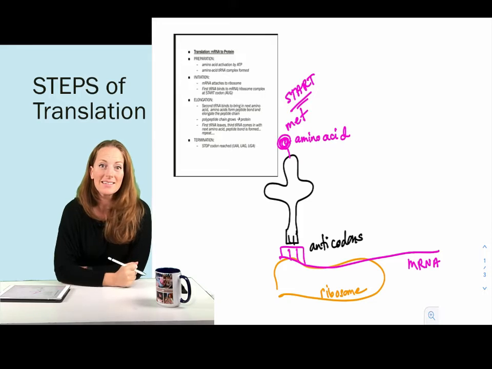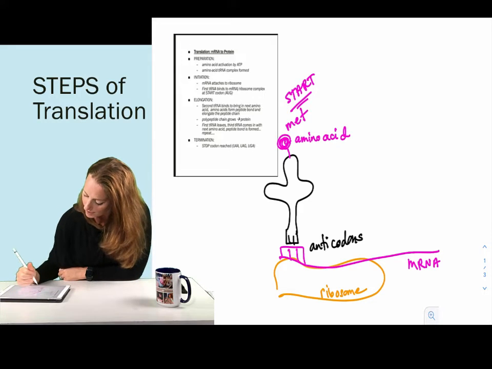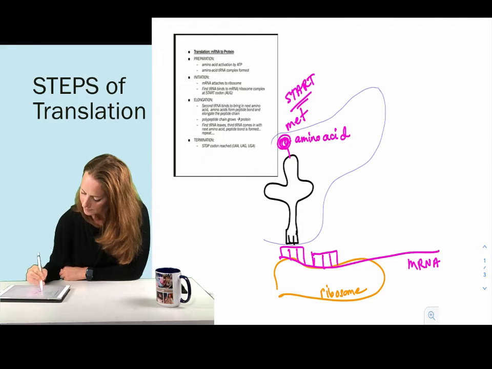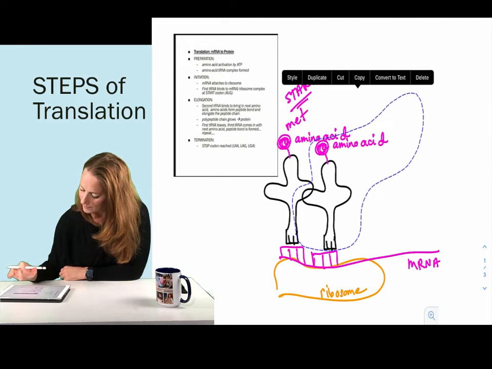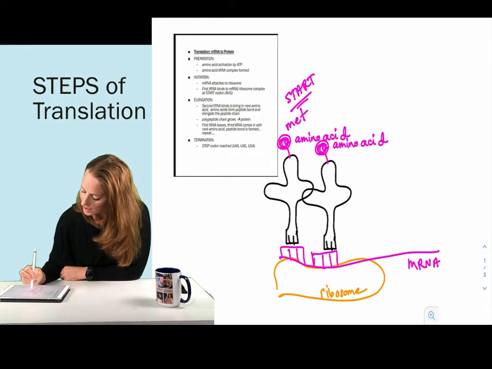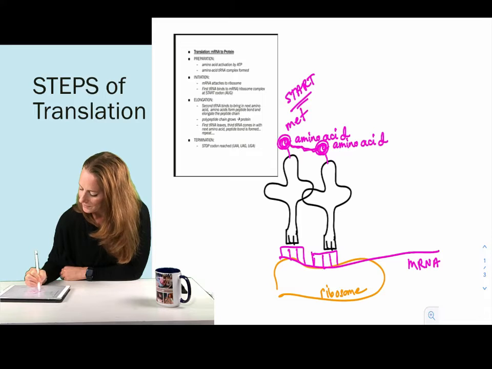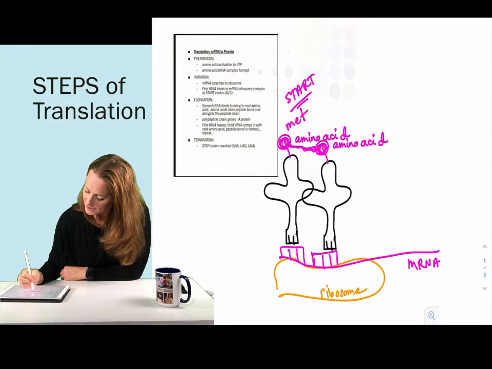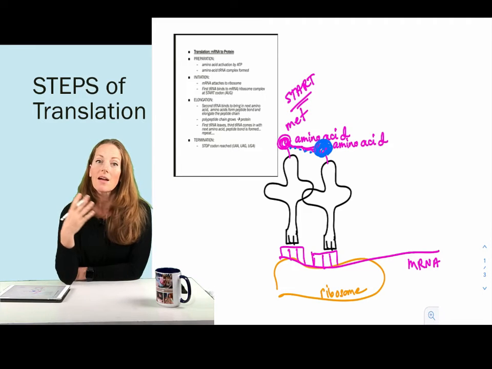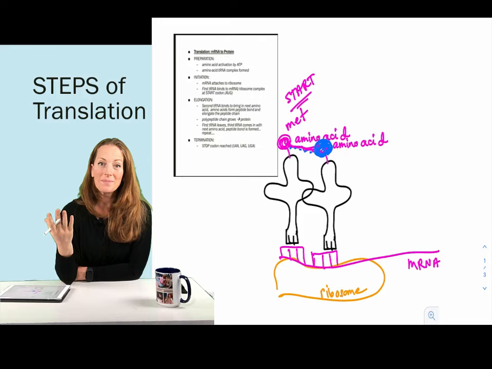Then the next set of codons on the mRNA will be read. A new tRNA will come in, bringing a new amino acid. Those amino acids will bond together. Let's draw that amino acid in a different color. Those amino acids will bond together, starting our peptide chain.